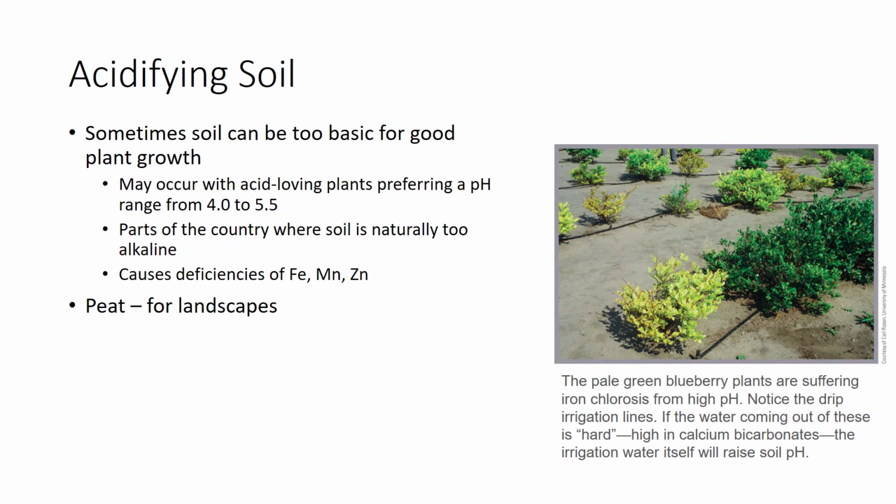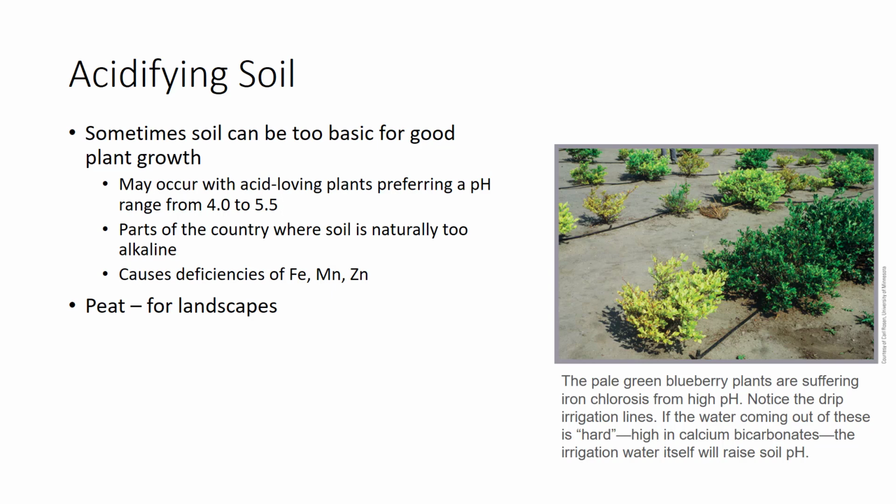Sometimes soil can be too basic for good plant growth. This may occur with acid-loving plants preferring a pH range from 4.0 to 5.5, such as blueberries or azaleas, in even slightly acid soils. These plants apparently have a high iron requirement that can be met only in soils acid enough for iron to be readily available. High pH primarily ties up micronutrients such as iron, manganese, zinc, and others, leading to micronutrient deficiencies.